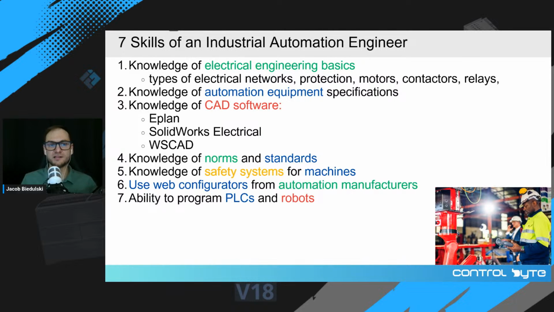Here you can see a list of skills for an industrial automation specialist. The first one is knowledge of electrical engineering basics like types of electrical networks, protection, motors, contactors, relays. Knowledge of automation equipment specification, knowledge of CAD software like ePlan, SolidWorks Electrical, WSCAD, knowledge of standards like IEC, knowledge of safety systems for machines, use of different configurator tools from automation manufacturers, ability to work with PLC and robots.